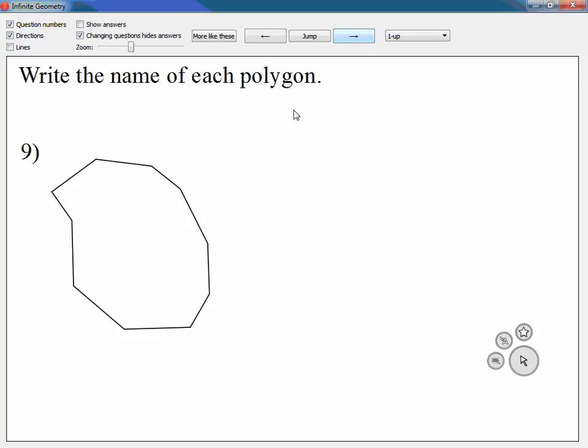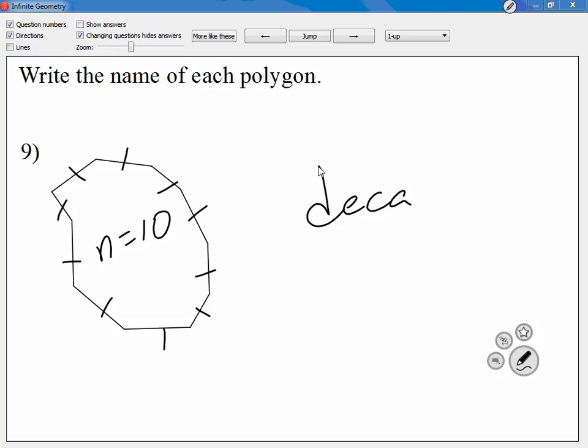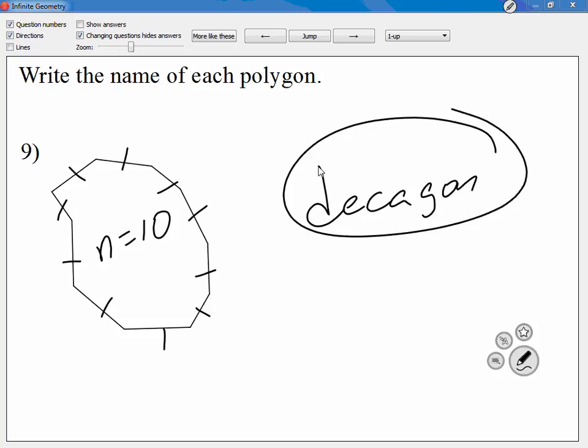All right, let's take a look at number 9 now. First, it says write the name of each polygon. Let me count how many sides there are. I'm going to get 1, 2, 3, 4, 5, 6, 7, 8, 9, and 10. So there are 10 sides. What do we call the polygon with 10 sides? Decagon. I'm not going to deduct points for the spelling, but make sure I understand what you meant.